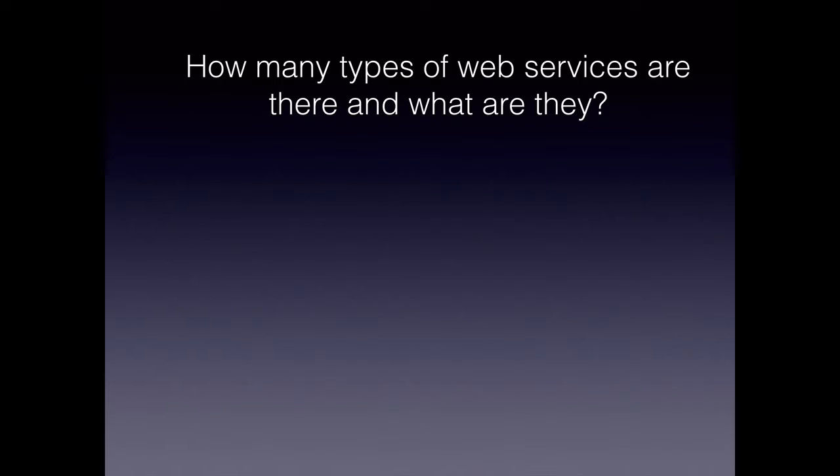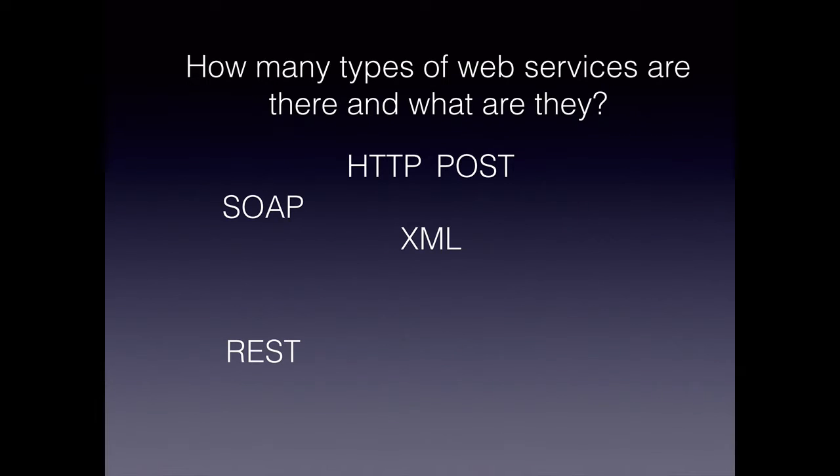How many types of web services are there and what are they? There are two popular ways of doing web services, the SOAP and REST. SOAP stands for Simple Object Access Protocol. It uses HTTP's POST method and sends data or exchanges messages using XML. So it defines a standard XML structure that we should be using to communicate between a web service provider and consumer.